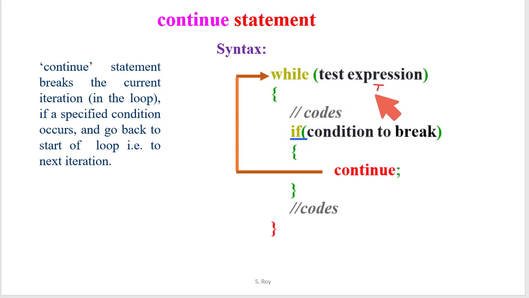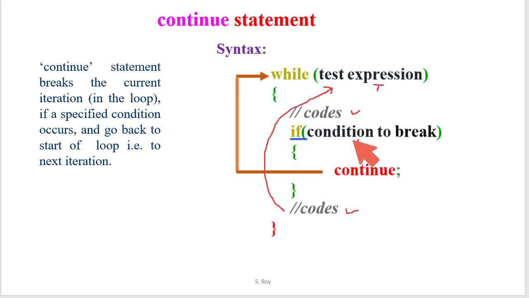While this test expression is true, execution enters into the while block. It will execute this code. If this condition is not satisfied, this continue statement will not be executed. It will execute these codes. This is the last statement of the while loop, so it will return back again for testing the while expression. If the test expression again provides true, it will enter into the while loop and this will go on.